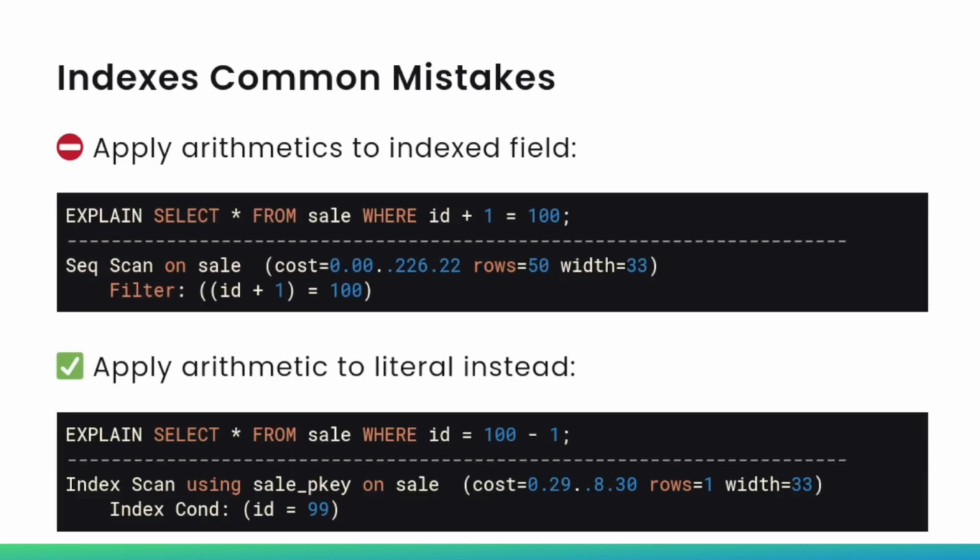Another common example, which is kind of silly if you think about it: if you apply arithmetic to an indexed field, it constitutes an expression which may prevent the database from using the index. For example, obviously we have an index on the ID field, but because we wrote the query this way, where ID plus 1 equals 100, the database did a sequential scan and was unable to use the index. But once we moved the literal 1 to the other side and did ID equals 100 minus 1, the database is now able to use the index and search for ID 99.